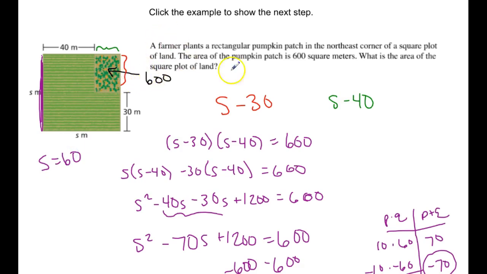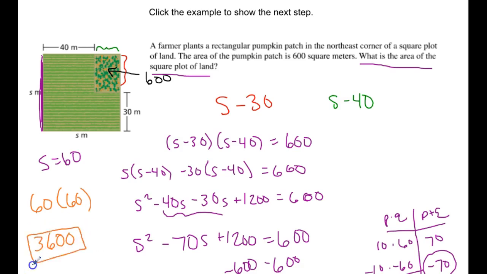So I'm not quite done yet because the question I'm really asked is what is the area of the square plot of land? Well, I've found the side length, so I know that to find the area, I multiply my two side lengths together, which is 60 times 60. 6 times 6 is 36, and there are two zeros. So this right here is going to be my answer. The square plot of land is 3,600 square meters.